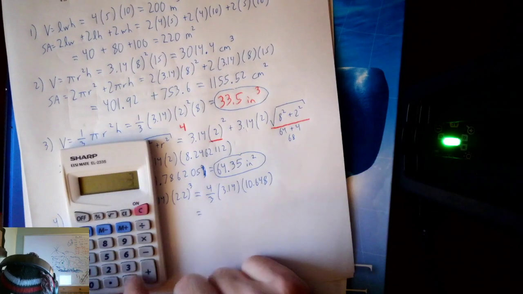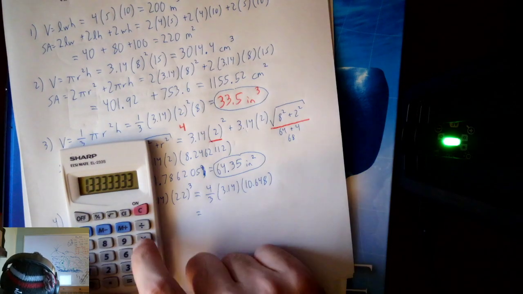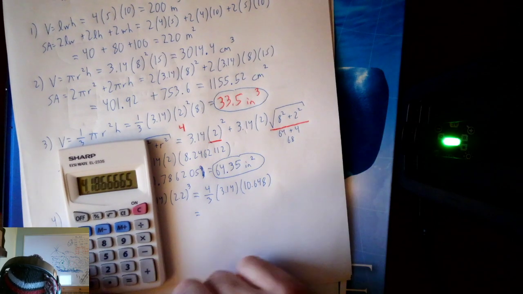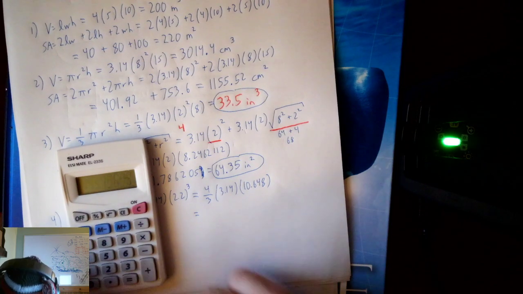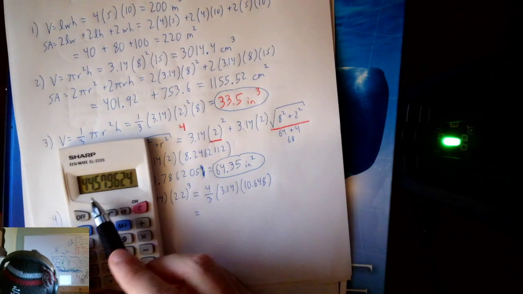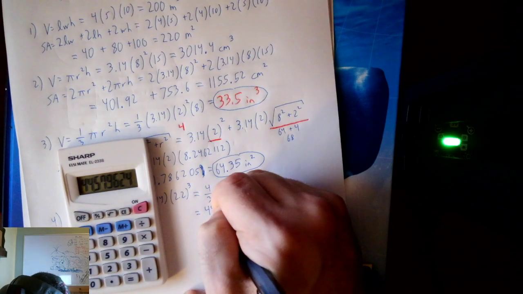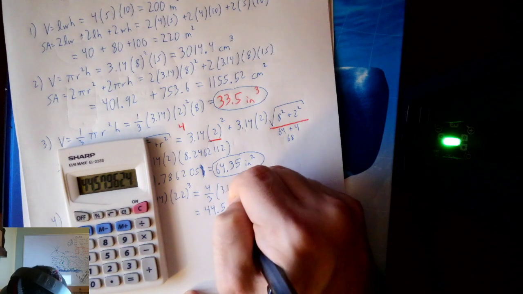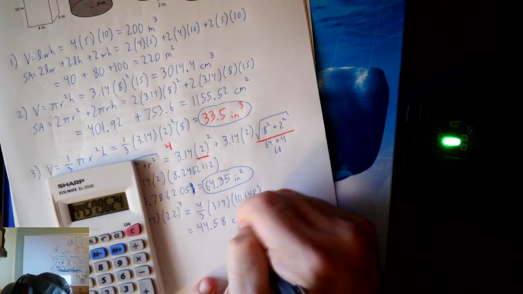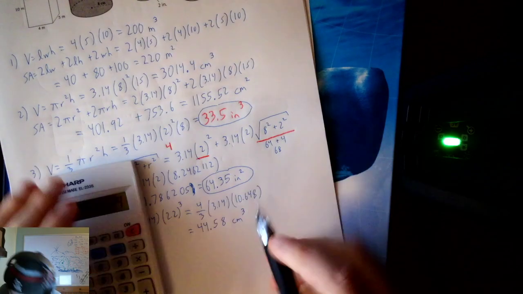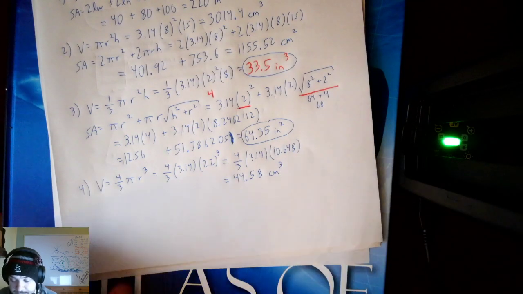4 divided by 3 is 1.333333, right? So 4/3 times pi times 10.648 gives me 44.58. Let's say 44.58 to 2 decimal places. And this was centimeters, and it's a volume, so it'll be cubed, right? We were measuring volume. Volume is always cubed.